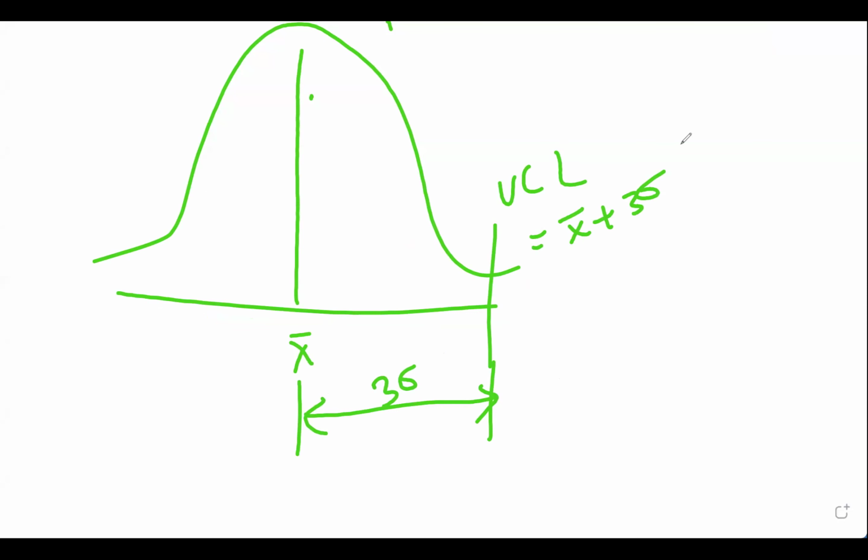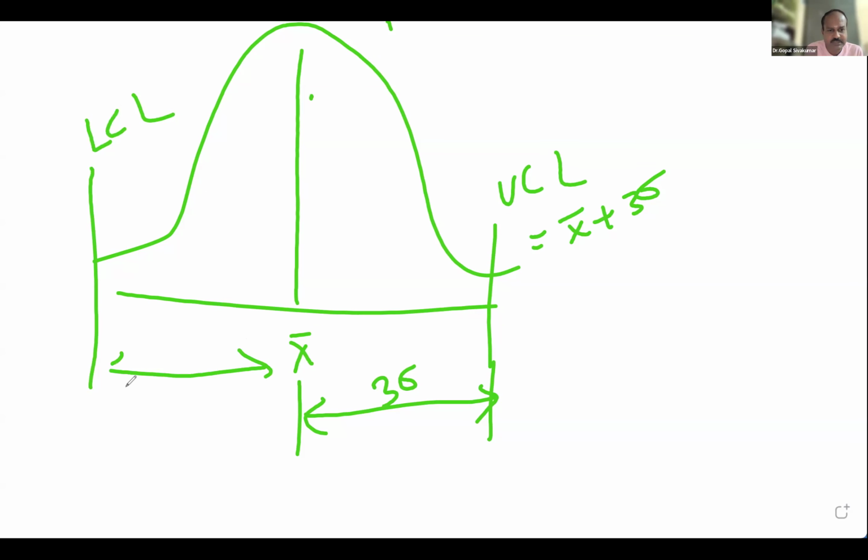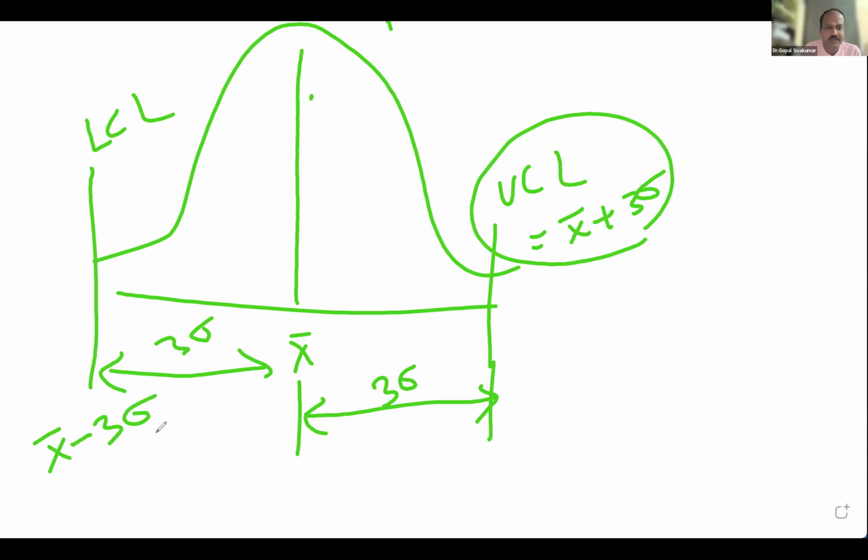All right. Then lower control limit on this side. For lower control limit also the distance is 3 sigma, so what will be the formula? X bar minus 3 sigma. Beautiful. Now you know the formula for upper control limit and for lower control limit, so you know the extreme outputs expected from your process.